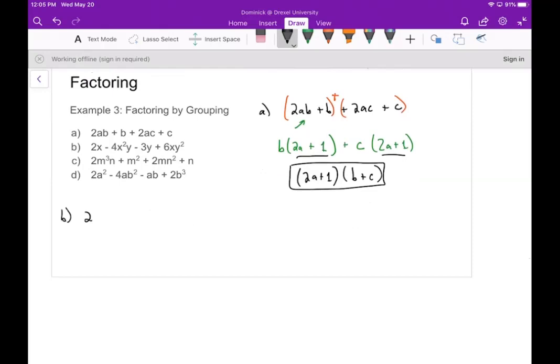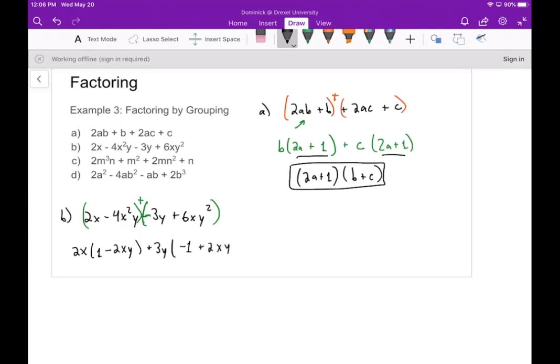So in part B, we have 2x minus 4x squared times y minus 3y plus 6xy squared. Okay, so we see we have 4 terms, so we're going to try factoring by grouping. Let's make sure that we get that minus in there, so minus in there and a plus in between. Okay, so it looks like in my first expression, I can take a 2x out. I'll have 1 minus a 2xy, right? Okay, and then in the second one, let's see if I factor out a 3y. We get a minus 1, and then we get a plus 2xy.